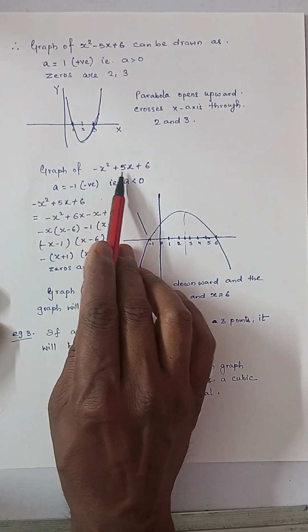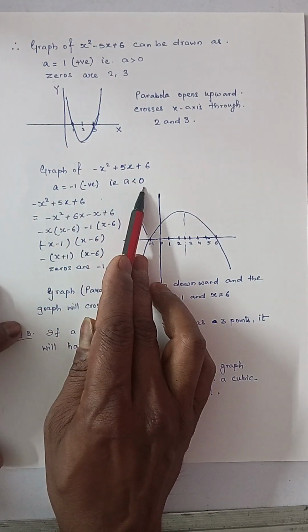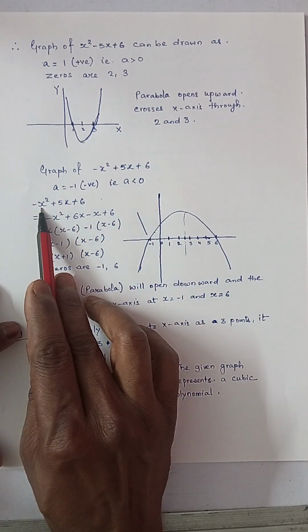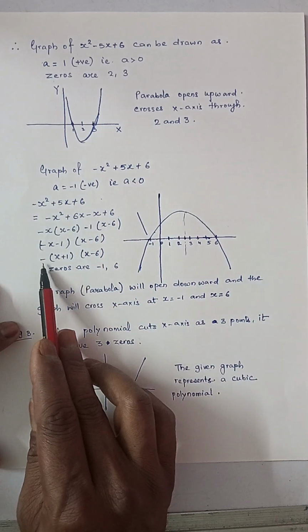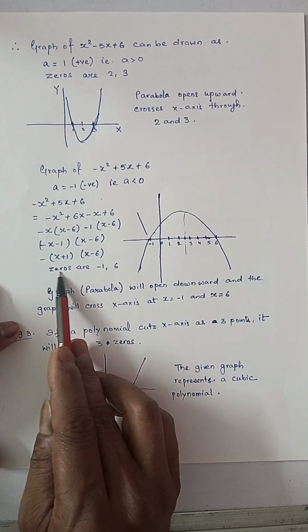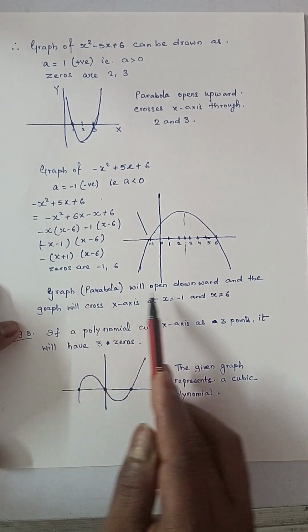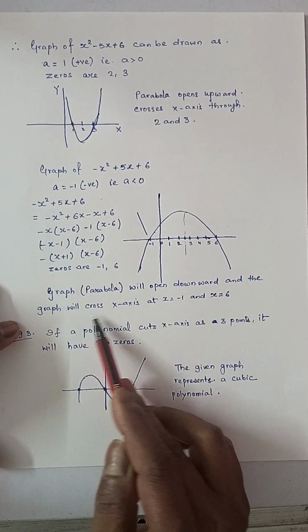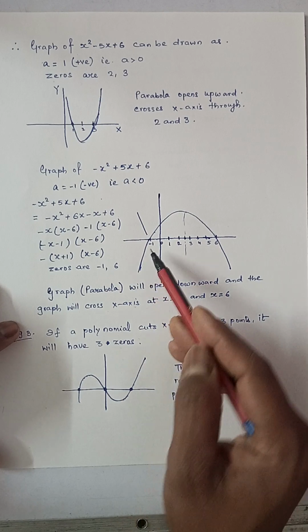Graph of minus x square plus 5x plus 6. a equals minus 1, that is a less than 0. On factorization of minus x square plus 5x plus 6, as we can see, we will get minus (x plus 1)(x minus 6). So the zeros will be minus 1 and 6. The graph will open downward and will cross the x-axis at x equals minus 1 and x equals 6, as we can see here.